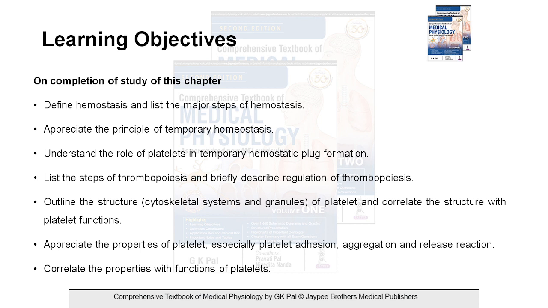Appreciate the principle of temporary hemostasis. Understand the role of platelets in temporary hemostatic flow. List the steps of thrombopoiesis. Thrombopoiesis is the origin, development, and maturation of platelets from the pluripotent stem cell. So the cytoskeleton systems and the granules and the structure of platelet. And lastly, we are going to discuss what are the properties of platelet.